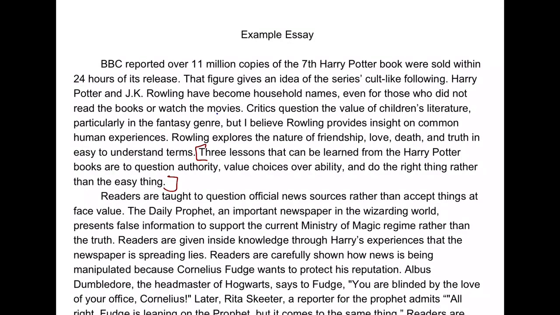For example, 3 lessons that can be learned from the Harry Potter books are to question authority, value choices over ability, and do the right thing rather than the easy thing. Notice it's 1 sentence, list with commas, and I shortened these lessons. It's not a ton of words explaining it, it's very concise.